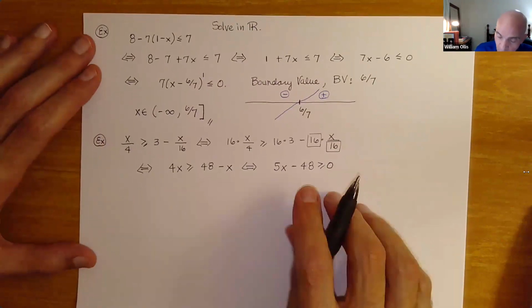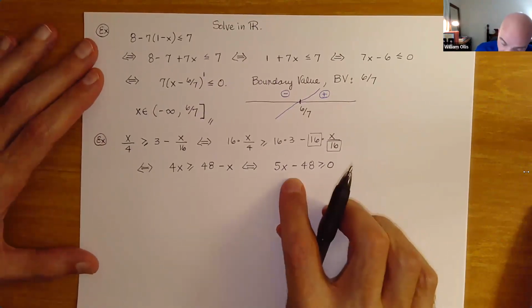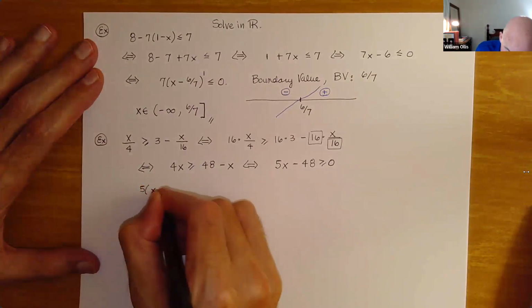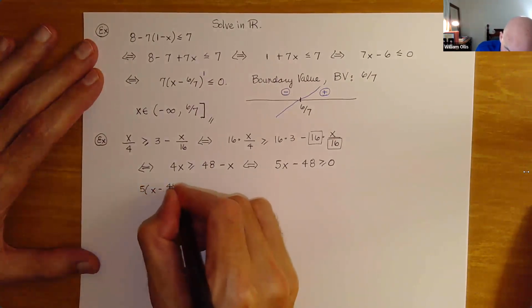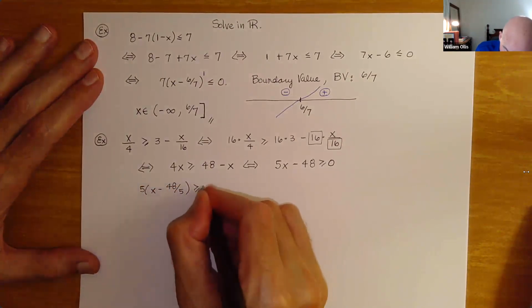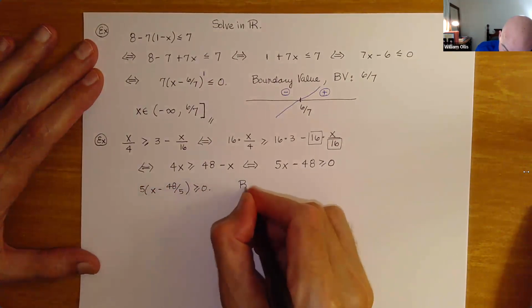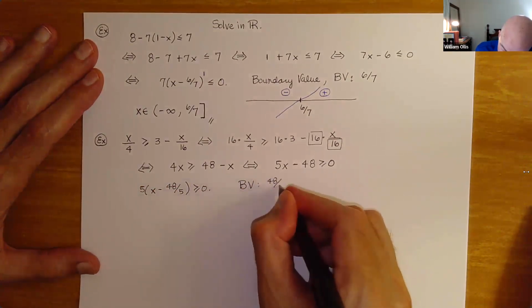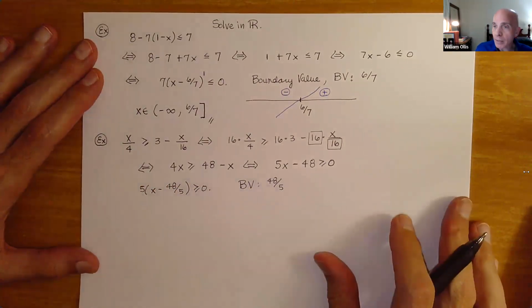So again, I'm trying to get you used to BVs. So now if we factor the 5 times x minus 48 over 5 will be greater than or equal to 0. So now we have a boundary value of 48 over 5. So this is just like zero product.